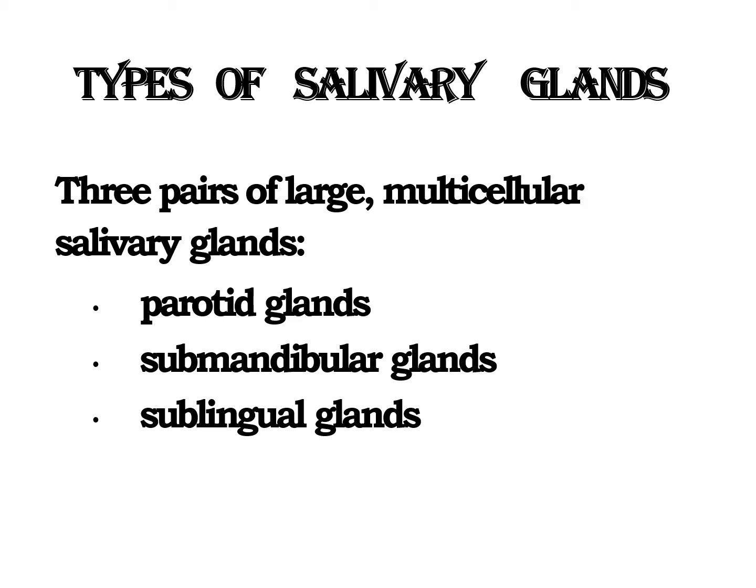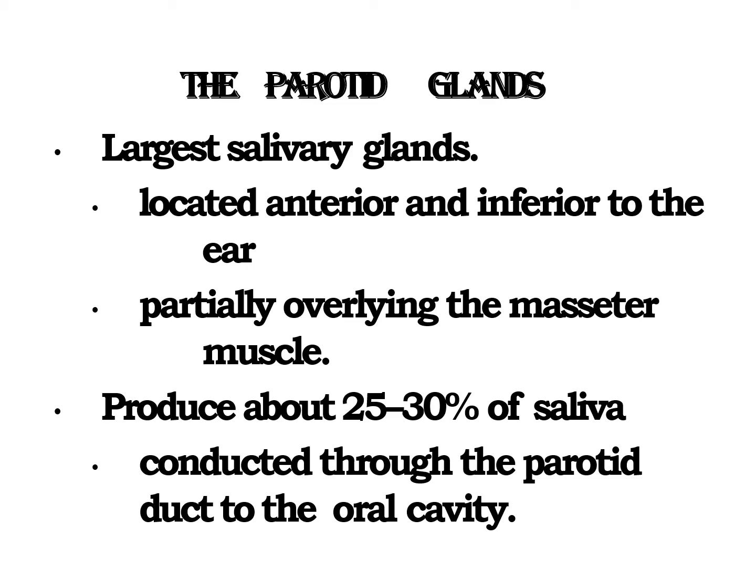Types of salivary glands. There are three pairs of large multicellular salivary glands. First is the parotid glands, second submandibular glands, and the third sublingual glands. Parotid glands. Parotid glands are the largest salivary glands, which are located anterior and inferior to the ear. Partially, they overlie the masseter muscles. They produce around 25 to 30% of the total saliva produced by all three types of salivary glands.